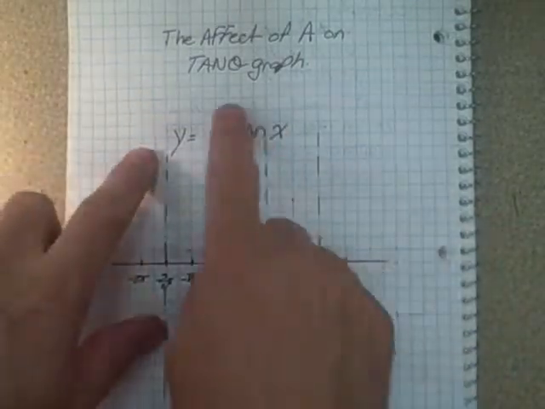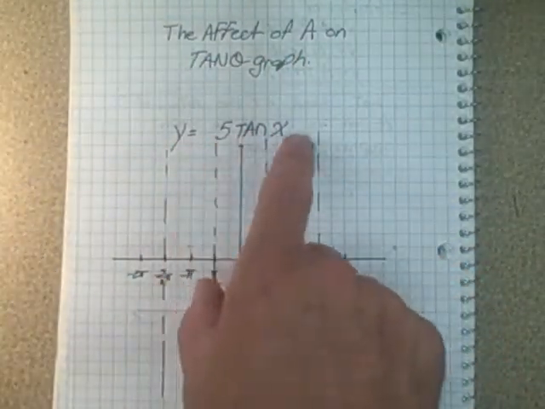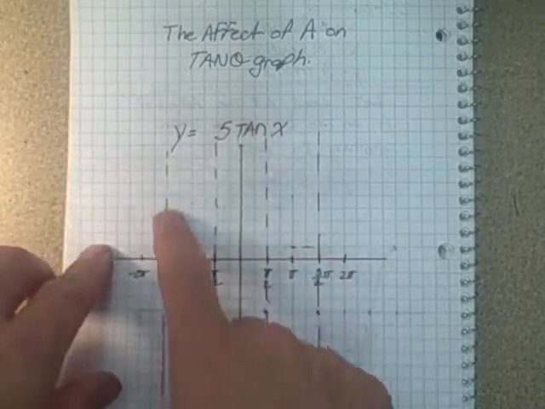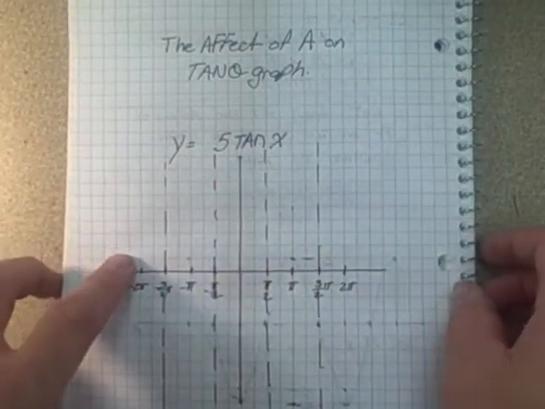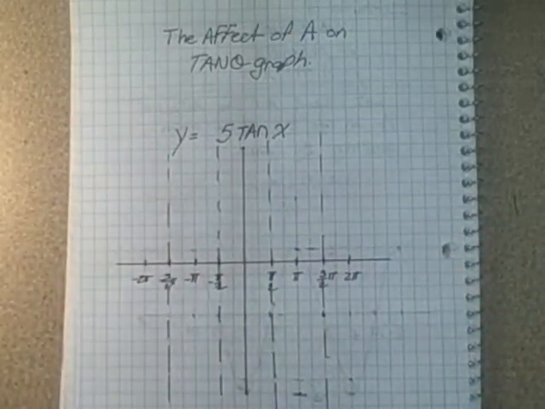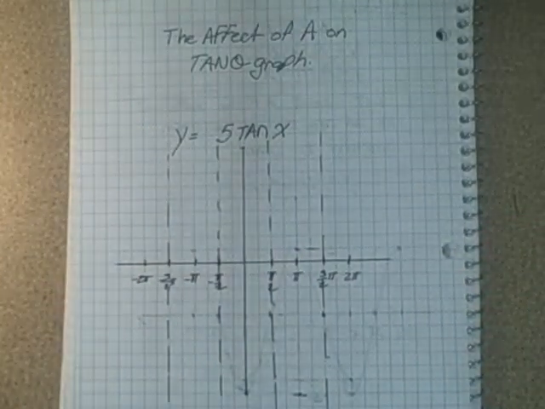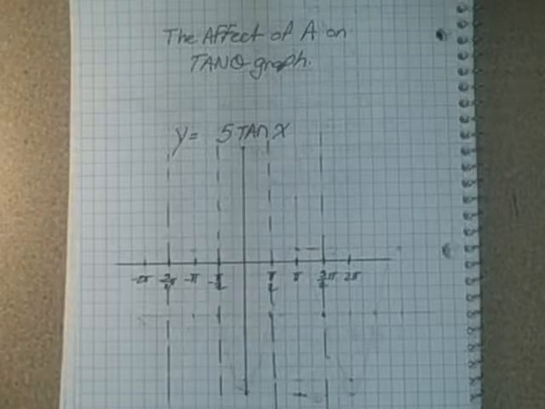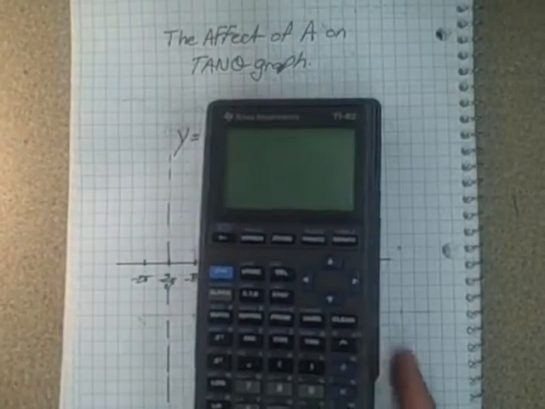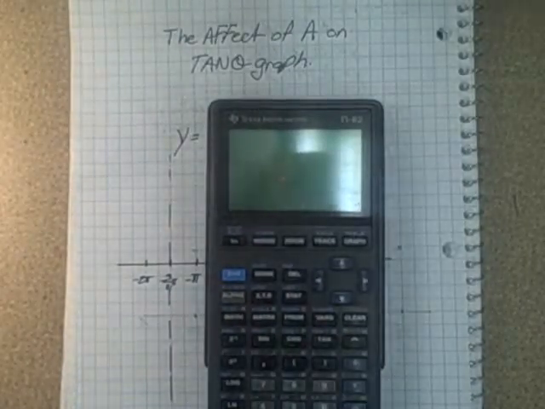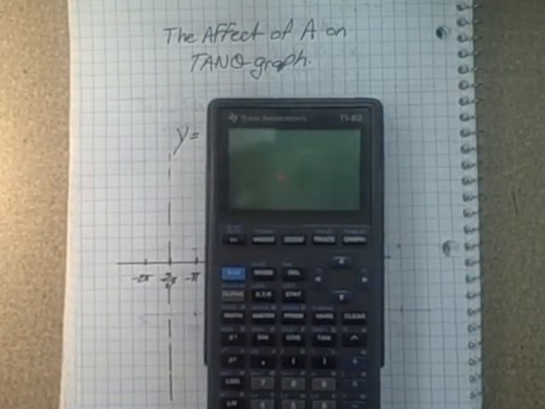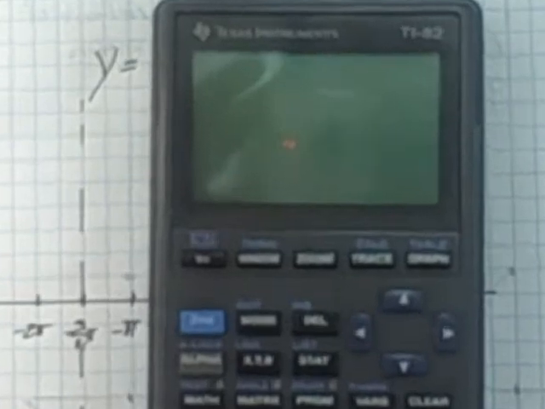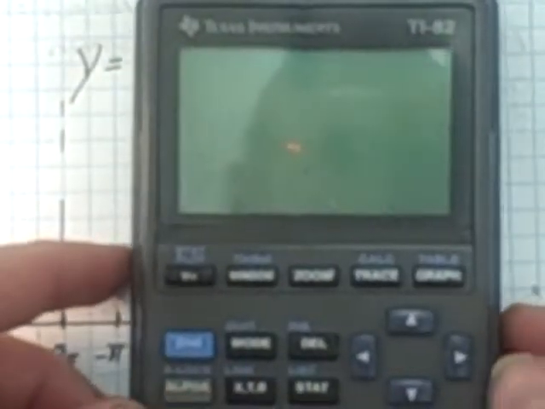Okay, in this tutorial we're going to be looking at the effect of A on a tangent graph, and we're going to eventually draw here on our page y equals 5 tan x as our example. But the best way to do this is a similar method that we used last time using our calculator. So I'm going to have our calculator there again, and I'm going to zoom in a little bit so that we can see the screen a little better. It's as big as the zoom goes on this thing.